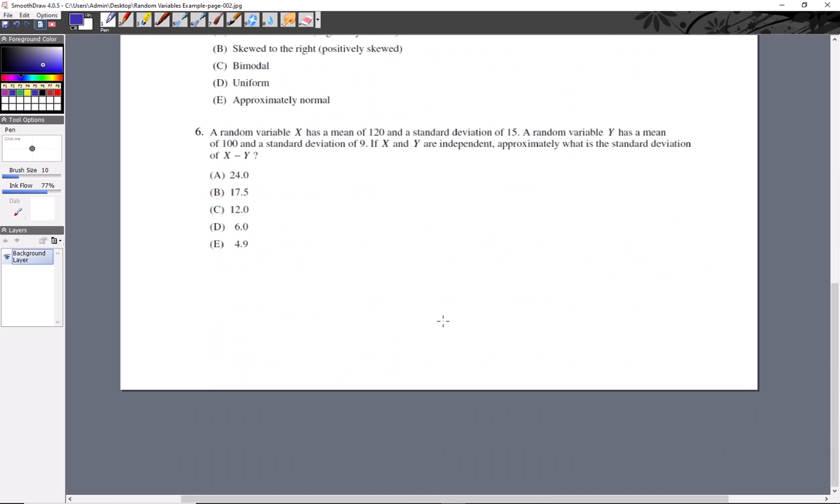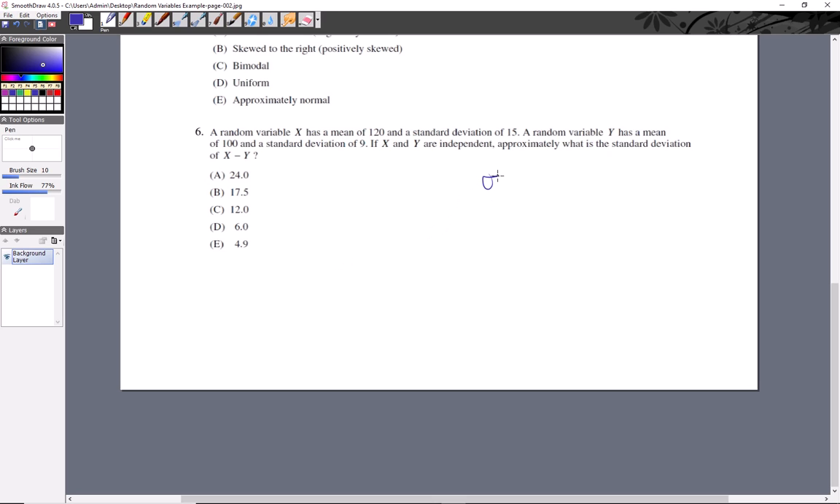All right, I'm going to go down to 6, and then we'll finish up with 5. All right, random variable x has a mean of 120 and a standard deviation of 5. Random variable y has a mean of 100 and a standard deviation of 9. If x and y are independent, approximately what is the standard deviation of x minus y?